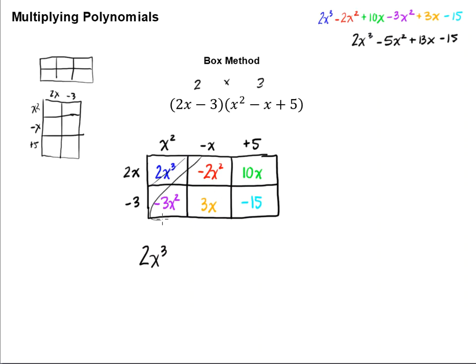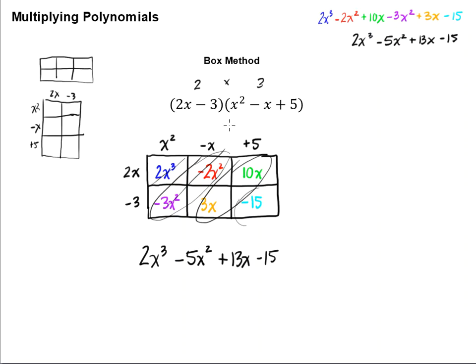X squared, those 2 right there are both x squared. So negative 3 minus 2 is negative 5x squared. So they're done. These 2 right here are both x's. So 3x plus 10x is positive 13x. And then we have our minus 15. And you'll notice the exact same answer as we got with the rainbow method.